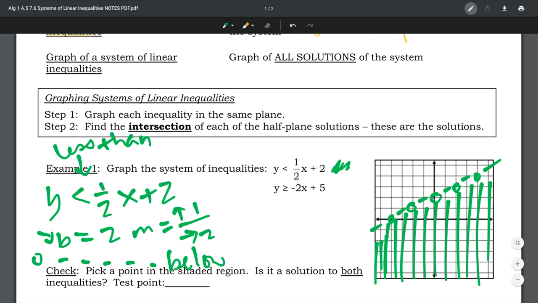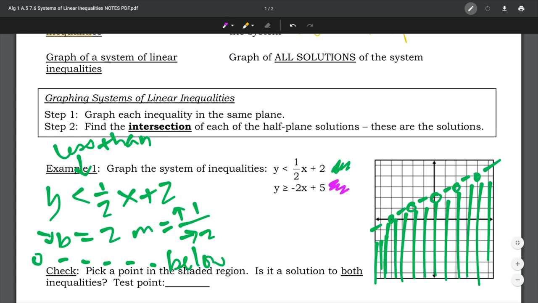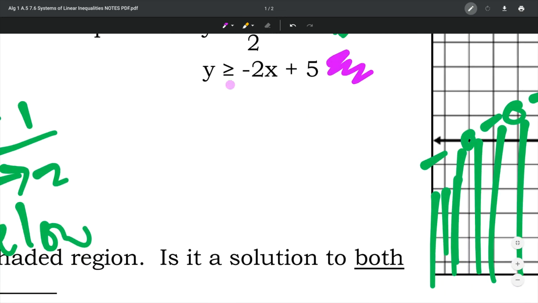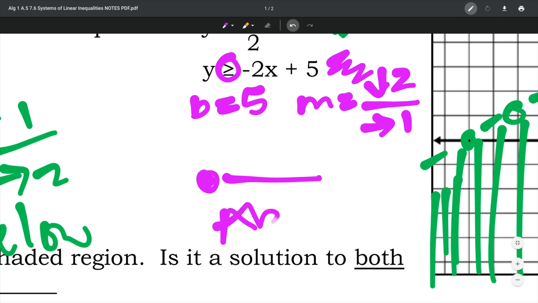All right, now let's go ahead and graph the next one. And we'll do purple. Nothing too crazy. All right, so this one right here, we've got y is greater than or equal to negative 2x plus 5. So your b value for this is 5. Your slope is negative 2, which means you're going to go down 2 and always to the right 1. This is a greater than or equal to, which means you're going to have a closed circle, solid line, and it's going to be shaded above.